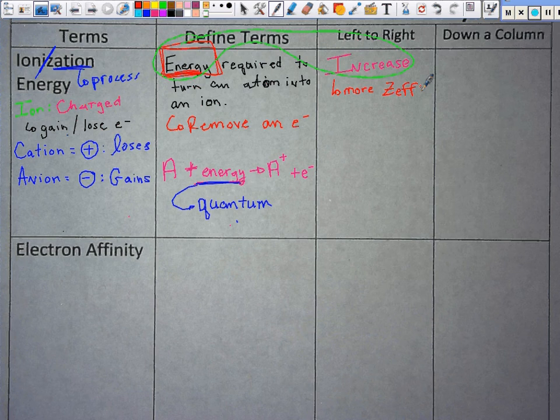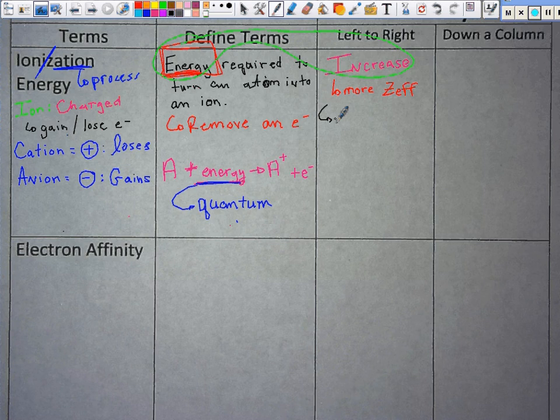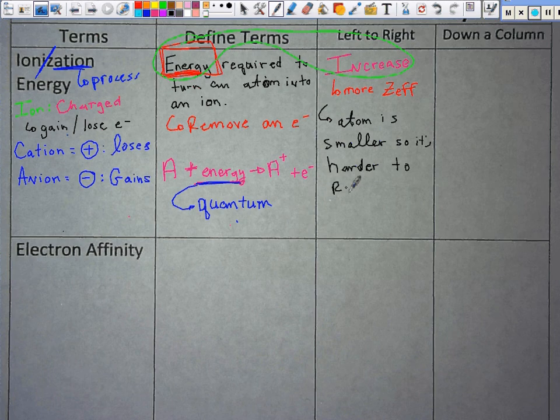Now, essentially there's one more little thing we can add to this. The atom is smaller, so it's harder to remove an electron. Again, the atom is much, much smaller, so it's harder to remove an electron. That is another way to look at it. And the reason it is smaller is because the Zeff is higher.